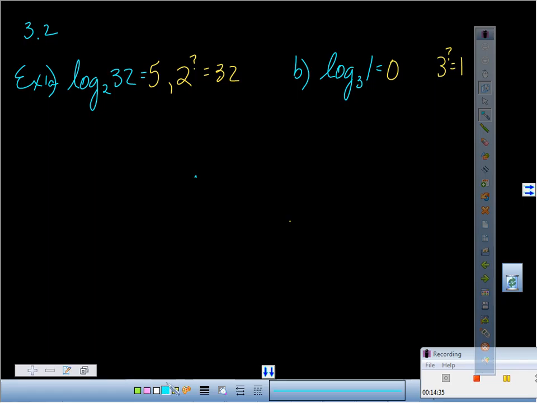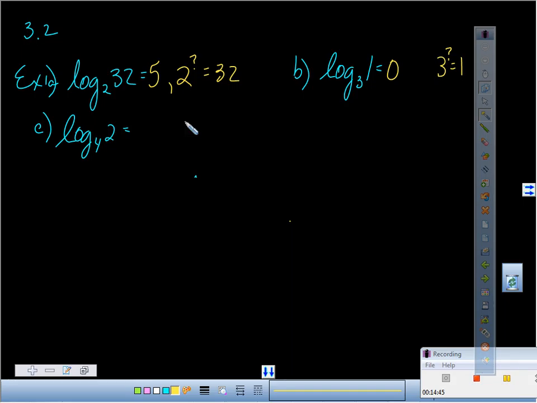Alright, here's the next one. This is C. Log base 4 of 2.